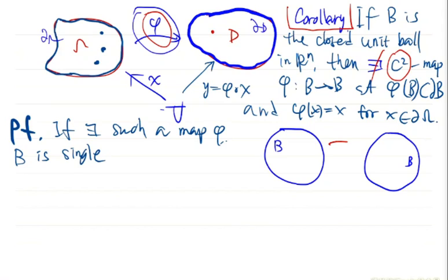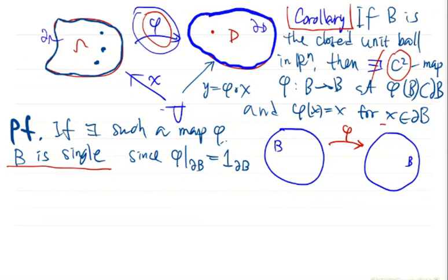Our map phi maps the ball B into the boundary of B, and phi leaves every point on the boundary unchanged. So if we have such a map, firstly, the ball is simple. This is the first thing. The second thing is that phi restricted to the boundary of the ball, that is the boundary sphere, is the identity map of the boundary, because for every point on the boundary, phi(x) = x. So phi is an identity map restricted to the boundary of B.